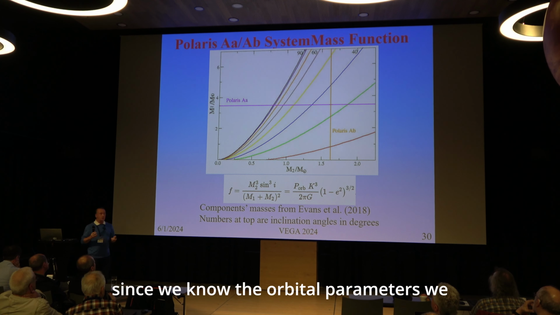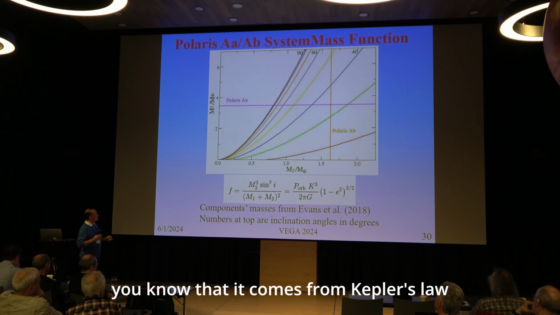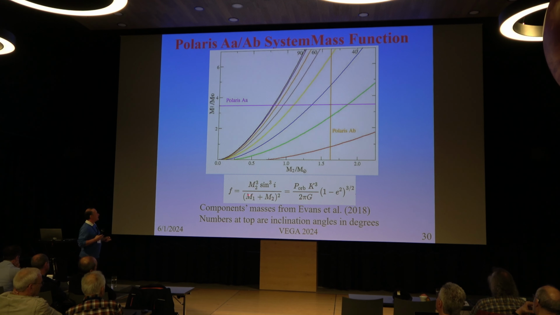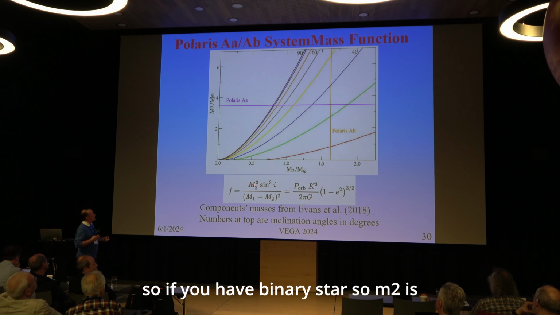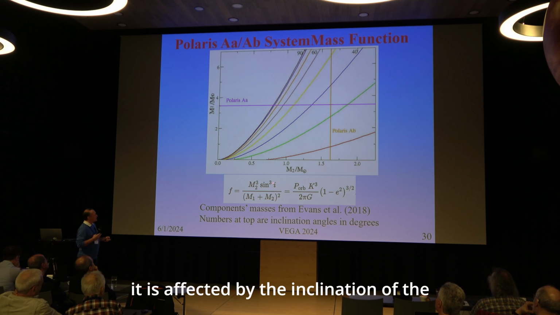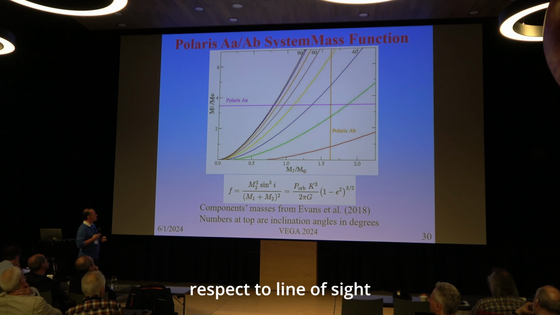Since we know the orbital parameters, we can calculate the mass function, which I think you know comes from Kepler's law plus Newton's law of gravitation. So if you have a binary star, where M2 is component number 2 and M1 is component number 1, it is affected by the inclination of the orbital axis with respect to the line of sight.